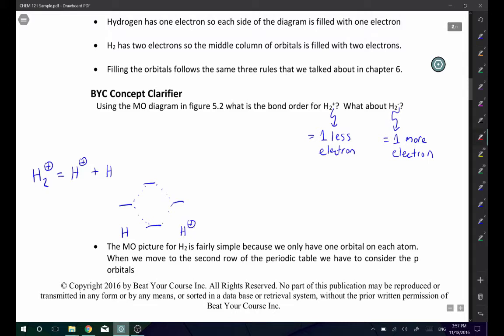Hydrogen only has 1 electron. Hydrogen plus does not have any electrons, so all you're going to have is 1 electron in the bonding orbital. So that means the bond order for H2 plus will be equal to 1 take away 0, divided by 2. We don't have any anti-bonding electrons and we only have 1 bonding, so our bond order will be 0.5.